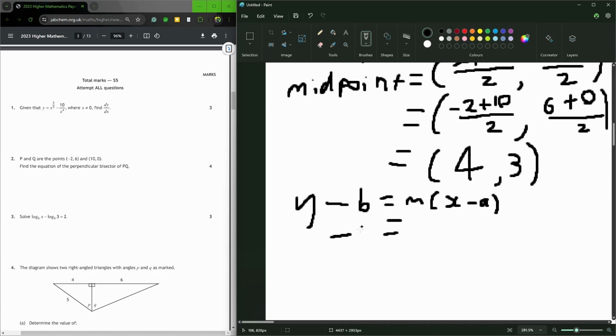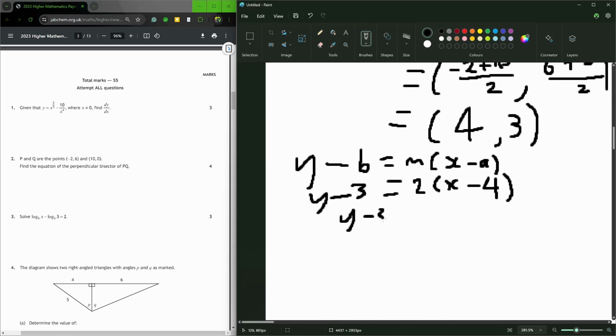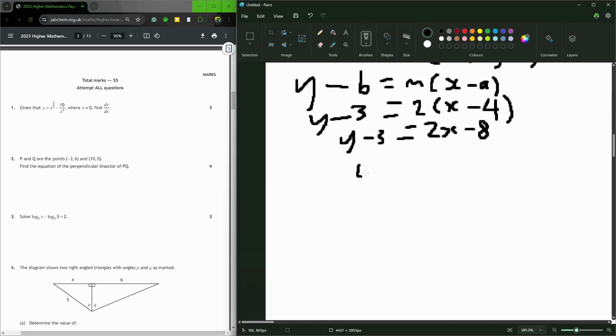B is 3. M is 2. A is 4. I'll multiply out the brackets on the right. 2x minus 8. And then I'm going to add 3 to both sides.